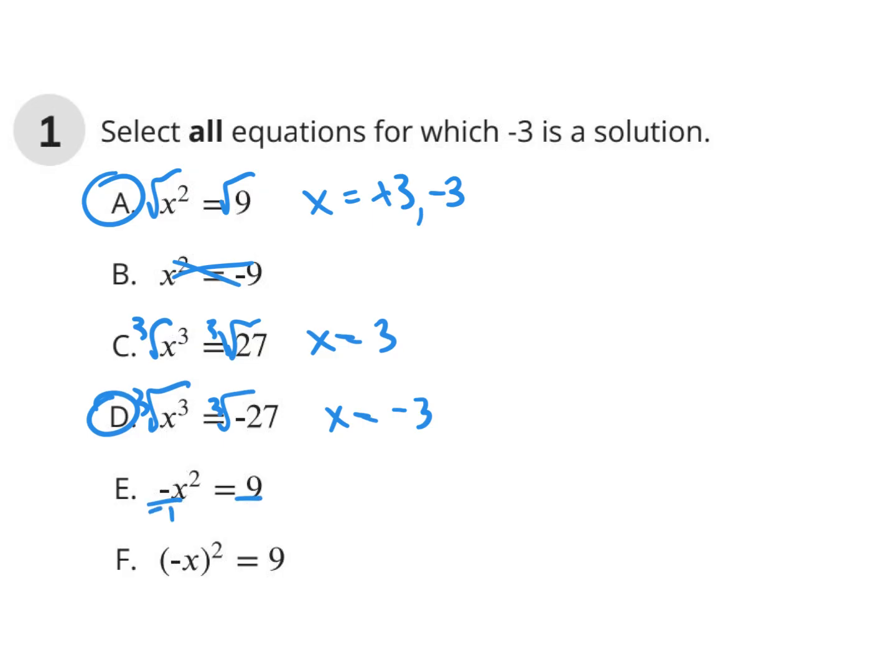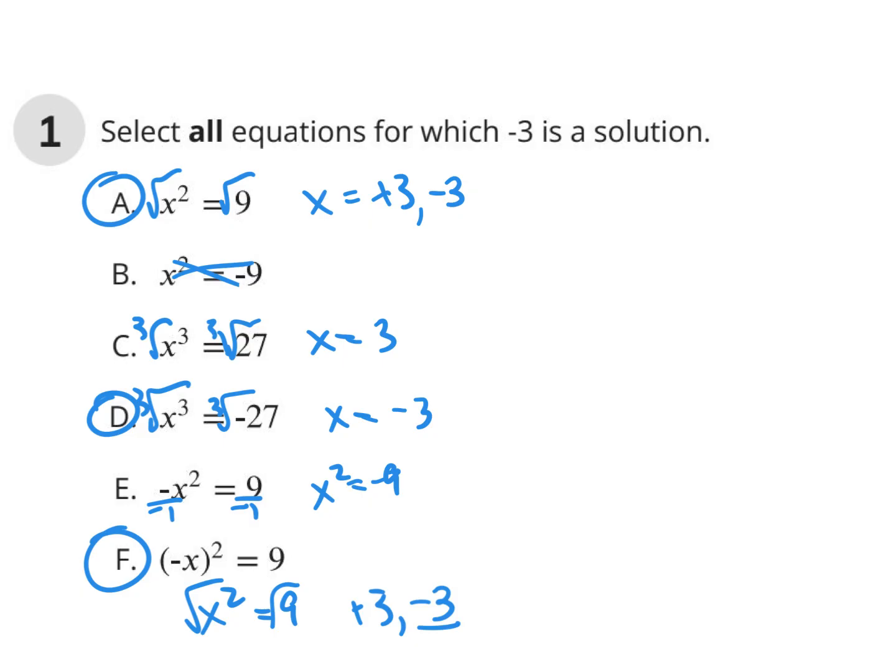Divide by negative 1, because that's negative 1 times x squared equals negative 9. We can't take even roots of negative numbers. Negative x squared is x squared equals 9. Take the root, you get plus 3, you get minus 3. So F works. So A, D, and F.